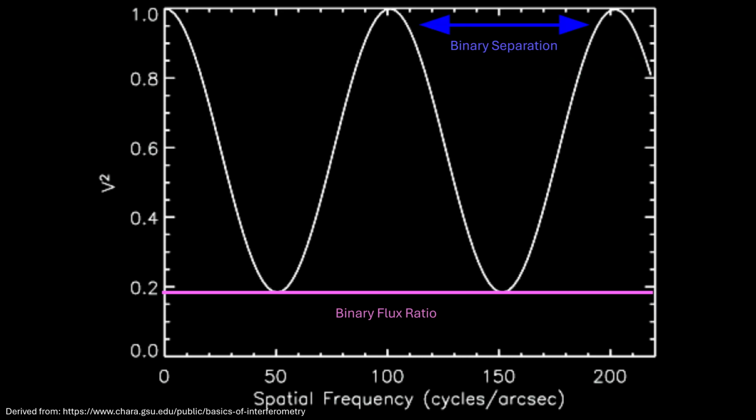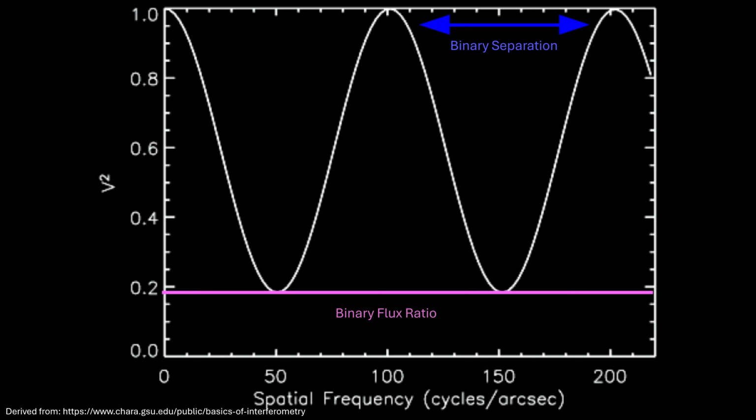The other thing you can do here is you can determine the binary flux ratio by where your visibility squared bottoms out. You can also determine your binary separation by looking at the separation of these peaks in your visibility squared. So those are two things that we really want to look for with the interferometers when looking at Roman's reference stars, is we want to look for the signatures of these binary stars.